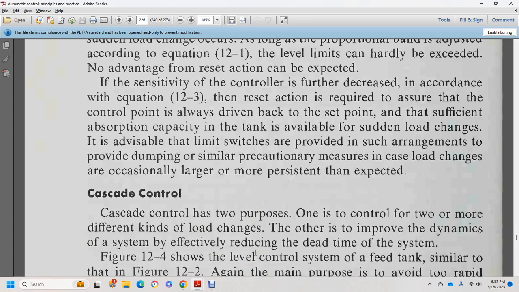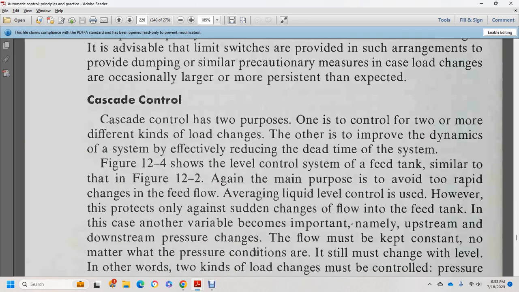Cascade control. Cascade control has two purposes. One is control for two or more different kinds of load change, and the other is to improve the dynamics of the system and reduce the effect of the dead time of the system.